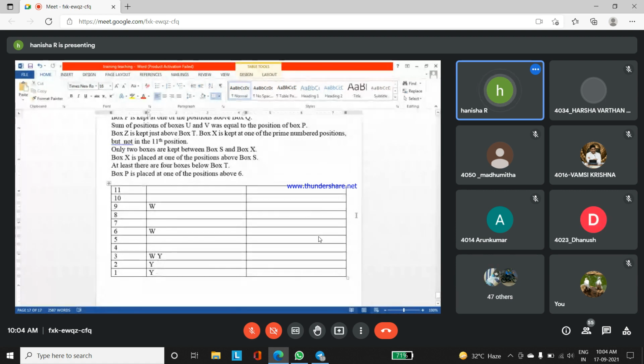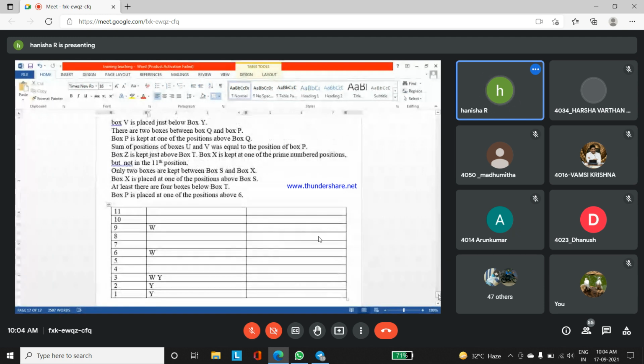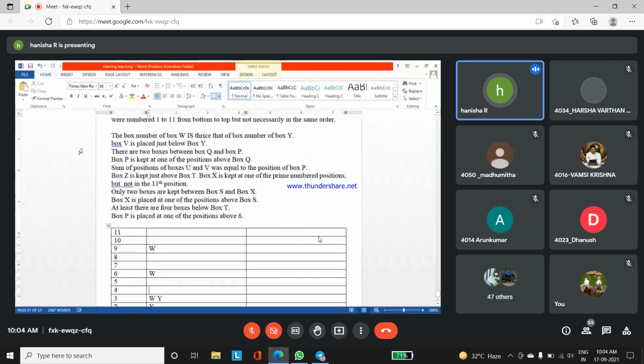Okay, so in order to fix at which position Y is present, we need to go for the next clue. Box V is present below box Y. Obviously, whenever you put Y in the first, second or third position, below it you should have box V. Note that you have a clue just below: just below box Y you will have box V.